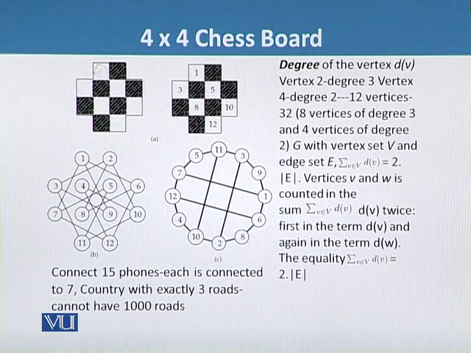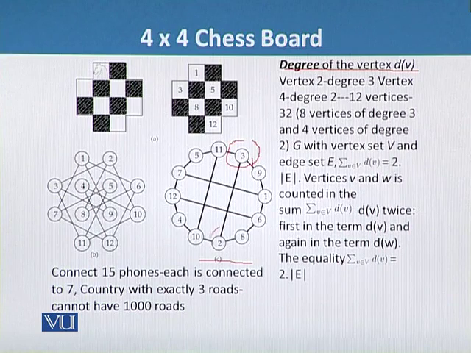So the number of edges incident to a given vertex V is called the degree of the vertex, and it is denoted by d(V). For example, vertex 2 in this figure has a degree of 3, while vertex 4 has a degree of 2.